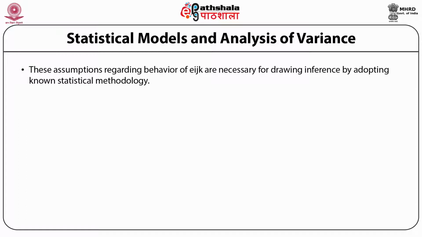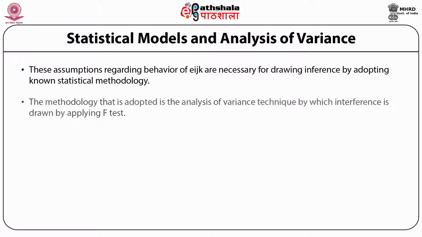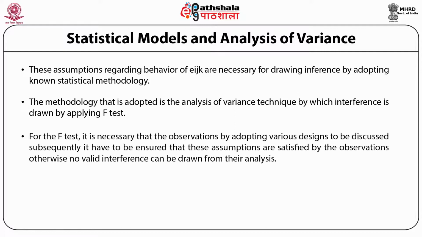These assumptions regarding the behavior of Eijk are necessary for drawing inference by adopting known statistical methodology. The methodology adopted in the analysis of variance techniques is that inference is drawn by applying the F-test. For the F-test, it has to be ensured that the observations, by adopting various designs to be discussed subsequently, satisfy these assumptions, otherwise no valid inference can be drawn from their analysis.